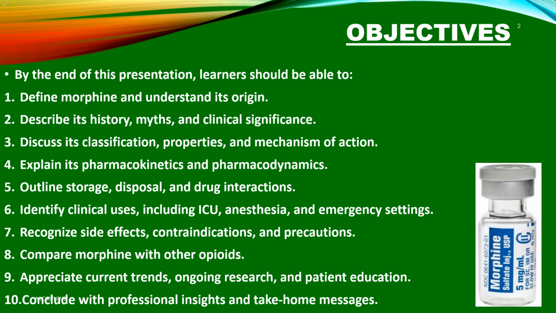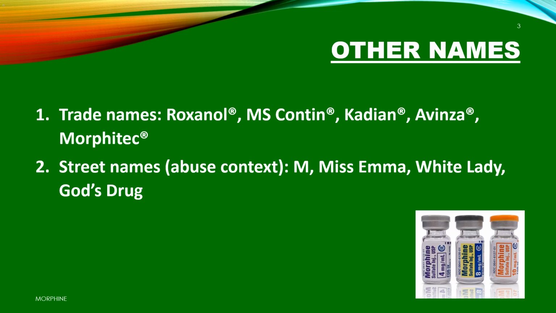7. Recognize side effects, contraindications, and precautions. 8. Compare morphine with other opioids. 9. Appreciate current trends, ongoing research, and patient education. 10. Conclude with professional insights and take-home messages. Other names. 1. Trade names: Roxanol, MS Contin, Kadian, Avinza, Morphitec. 2. Street names, in abuse context: M, Miss Emma, White Lady, God's Drug.